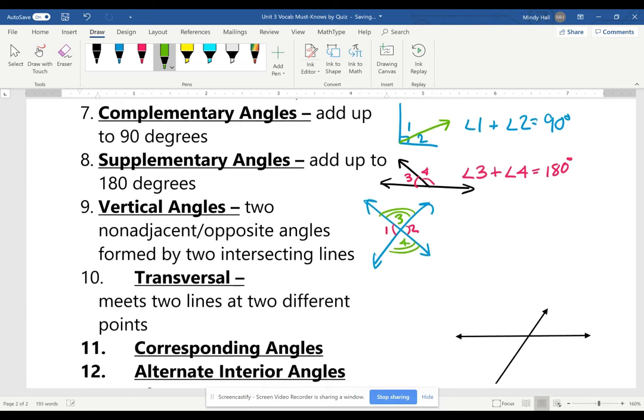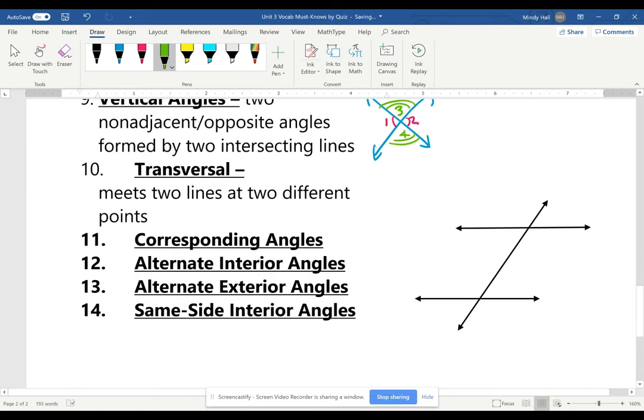Okay? Now, our last bit is the transversal and all of our parallel and corresponding stuff. So remember, with a transversal with parallel lines, that's the big piece. So these lines have to be parallel to each other. My transversal would be the line that hits both of the vertices of the angles we are talking about.